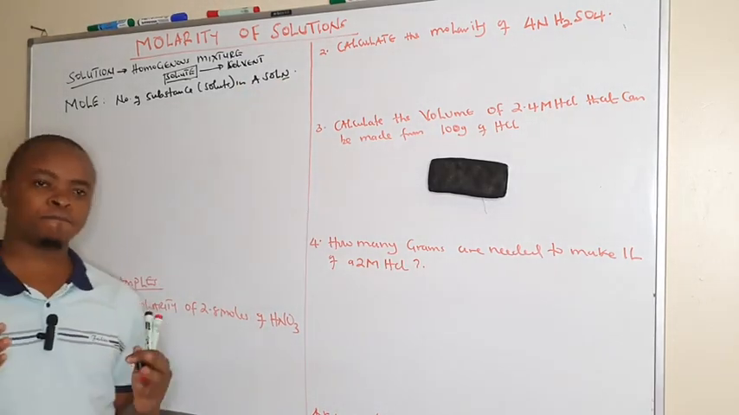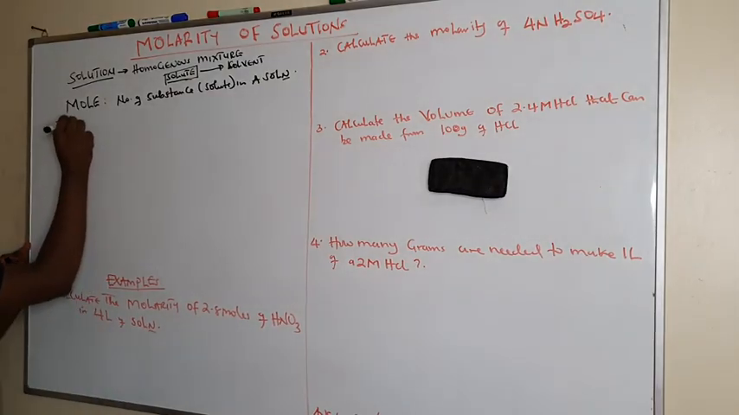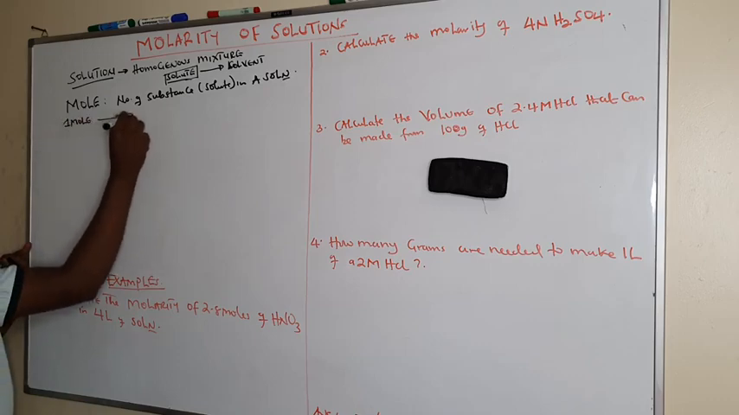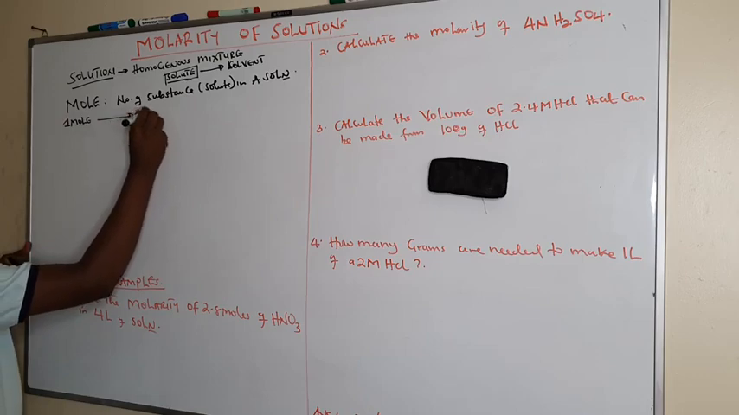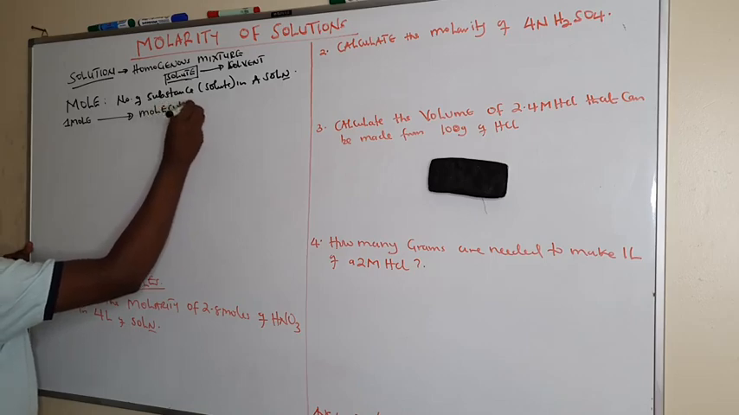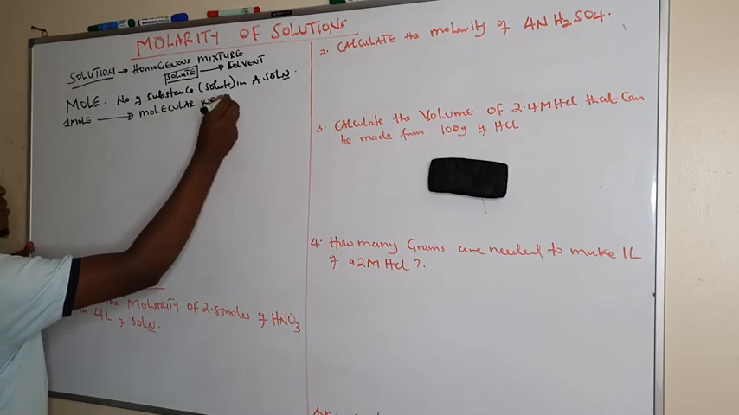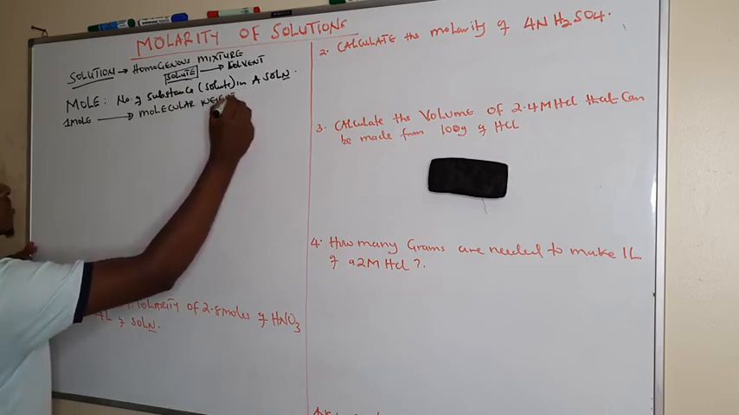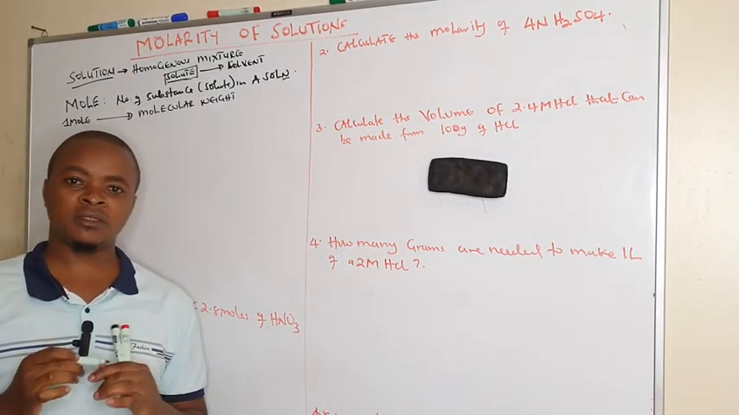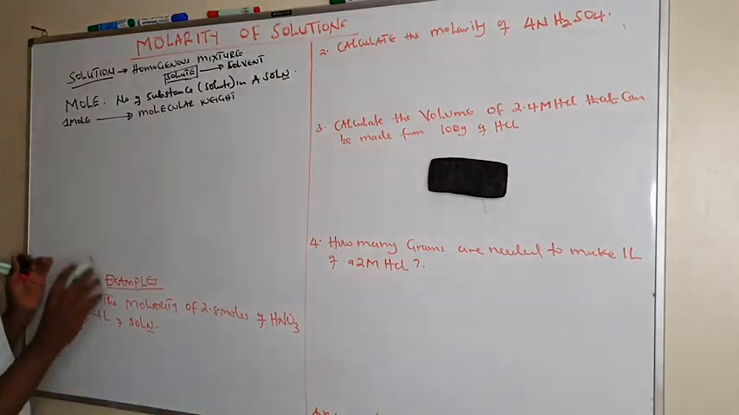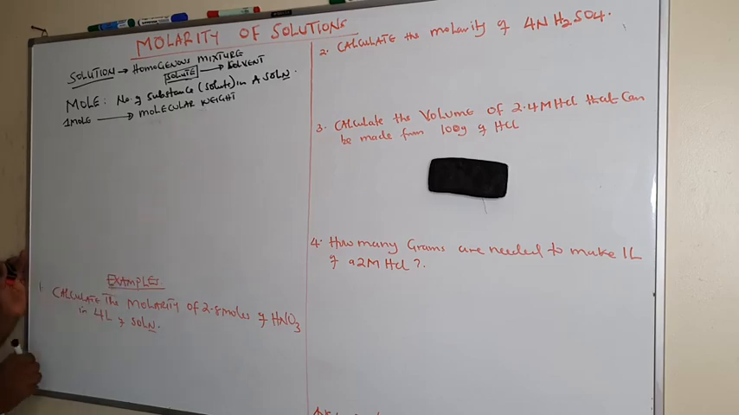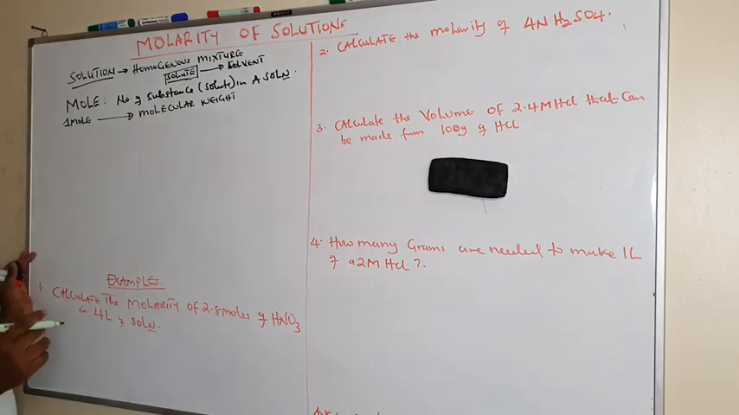And remember that one mole of a substance can be equivalent to the molecular weight of that substance. So if you know the molecular weight of a substance, it is the same as 1 mole. So 1 mole is contained in the molecular weight of that substance. That is very important to note.